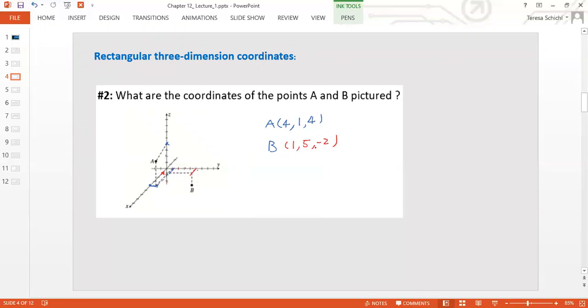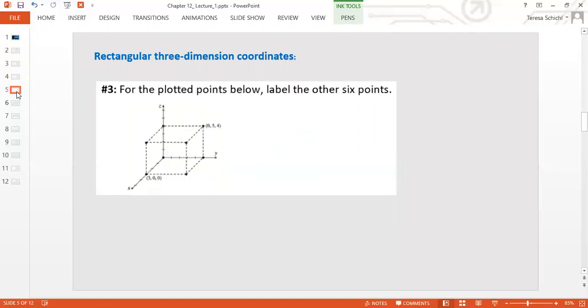Okay, so these two problems basically just want you to be able to read, if I give you a point, how do you plot it in R3? Or if I give you points in R3, how do you read out the coordinates, right? It's pretty straightforward. So the first lecture just lets you get familiar with R3. Okay, so now let's try another practice here.